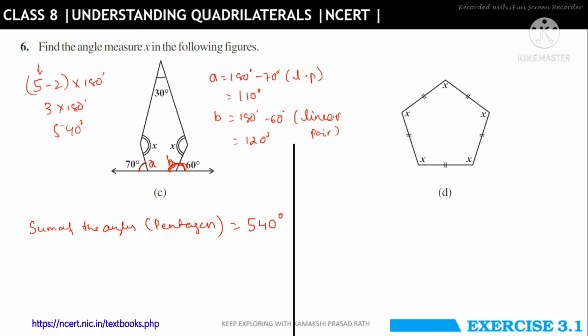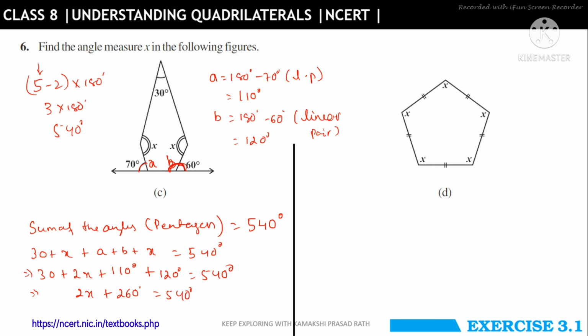So hence we can see now in the figure we can write 30 plus x plus A plus B plus x equals 540 degrees. Now we'll substitute the values. 30 plus x plus x, we have 2x. Now in place of A we can write 110. In place of B we can write 120 equals 540 degrees. So we have 2x plus, you can see here 110 and 120 gives you 230. 230 plus 30, 260, equals 540 degrees.